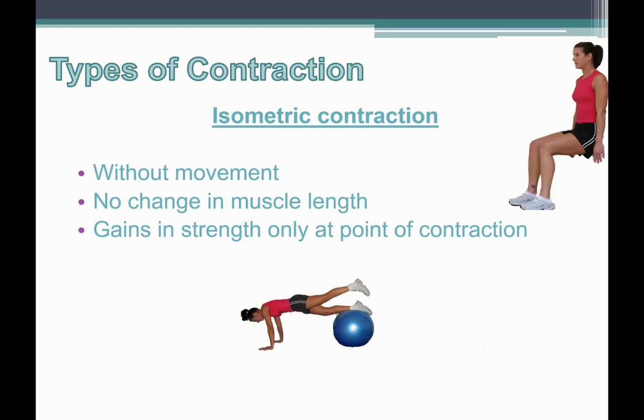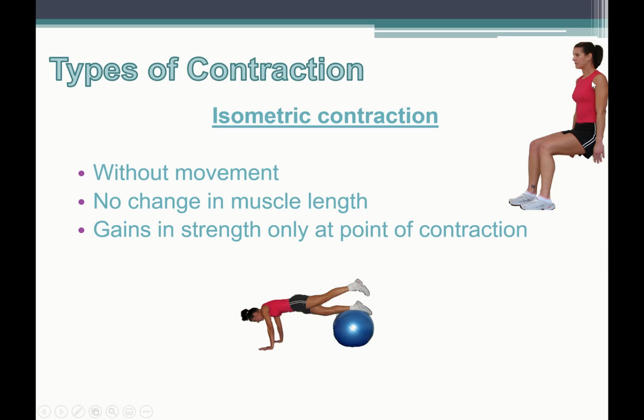So this is where there is no movement, whereas the muscle is still under tension. So the muscle doesn't change in length, however the muscle is still under tension and therefore still working. This has been shown to increase gains in strength, but only at the point of contraction. So some examples of isometric contraction you can see here.